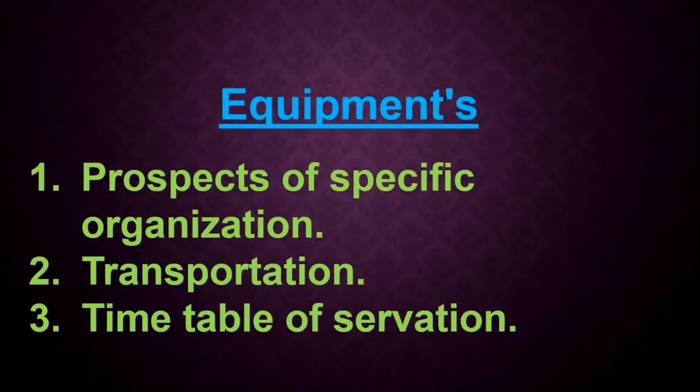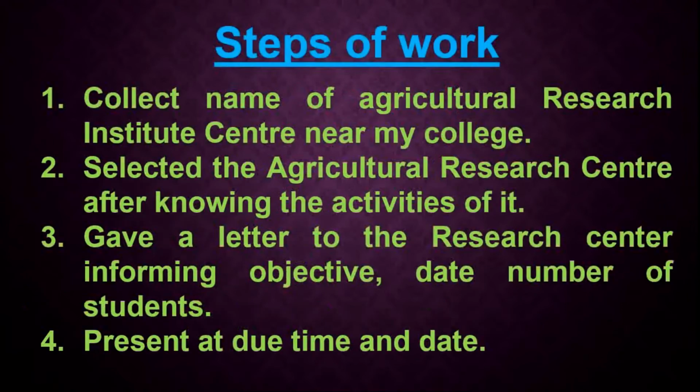Now, here are the equipments which are most helpful to run this experiment. What are the equipments? Number 1, prospects of the specific organization. Number 2, transportation. Number 3, timetable of observation.